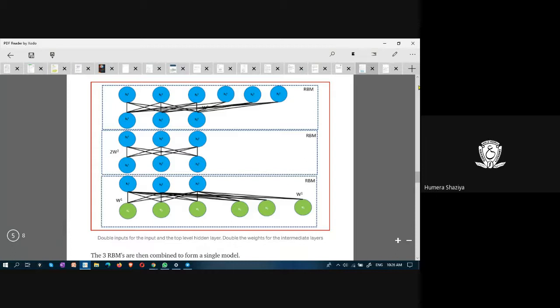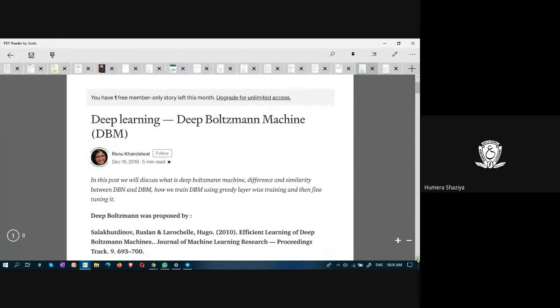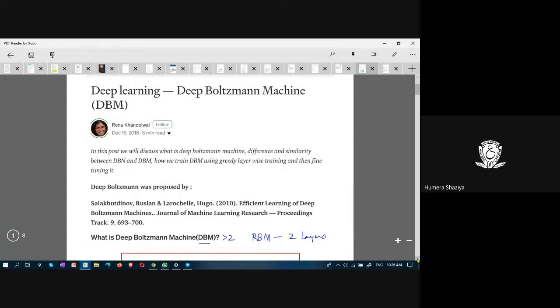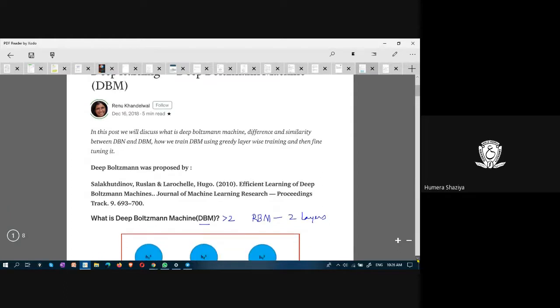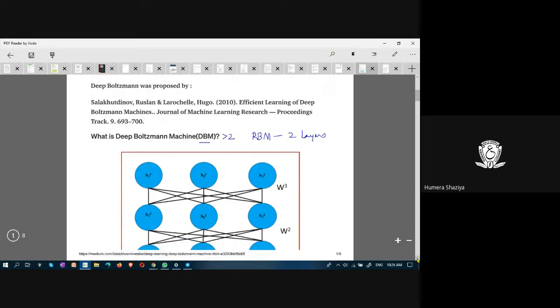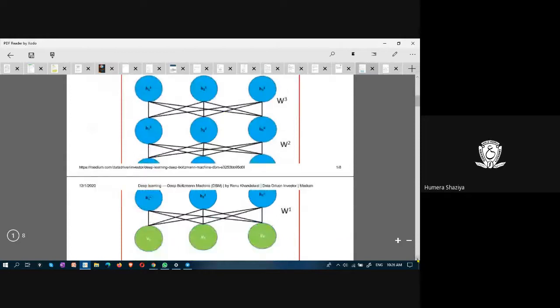Good morning, students. Today's topic of discussion is deep Boltzmann machine. In our last class, we learned about a variant of restricted Boltzmann machine, which is known as a deep Boltzmann machine, which has got more than two layers. This is the visible layer, and these three are hidden layers.